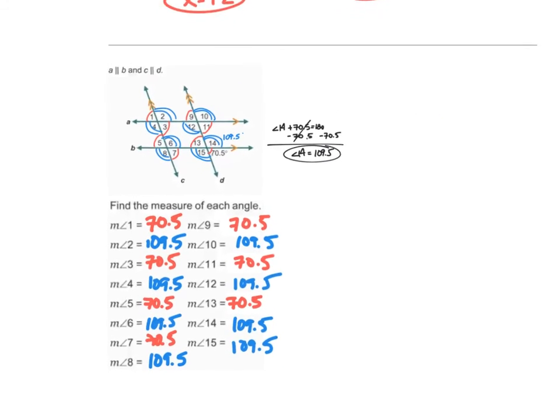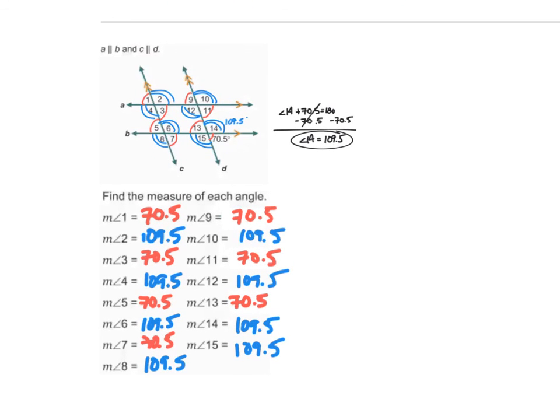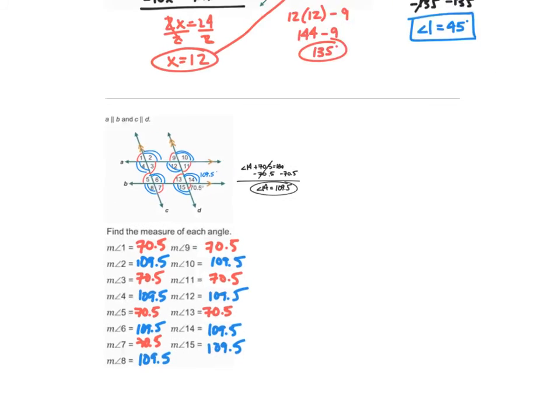So again, given one angle in this situation, provided that these two lines are parallel, or even if I don't have 2 pairs of parallel lines but I have 1 pair cut by a transversal, all I have to do is use my rules to find those other angle measures. And that's the idea.